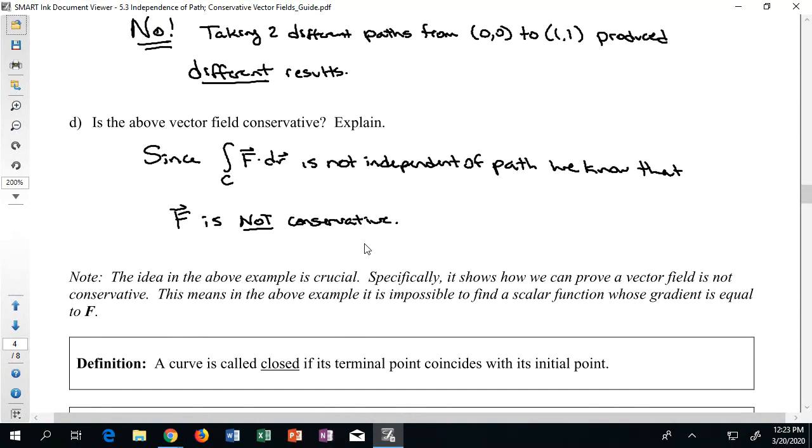In the next video, we'll take a look at some new definitions and results dealing with independence of path and conservative vector fields, and try to take a look at some of the things that we can conclude after we introduce these new ideas.